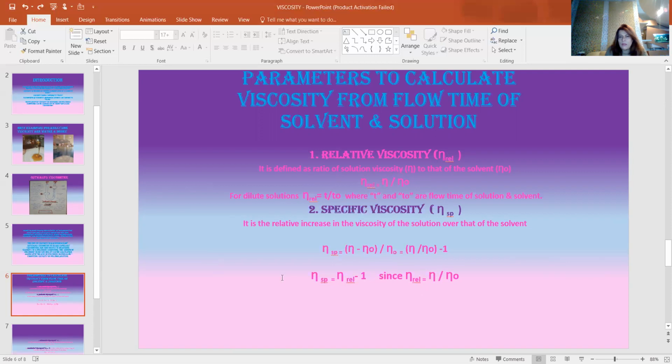So now we have a formula to calculate specific viscosity. Eta specific equals eta relative minus 1, right? This is how you can calculate your specific viscosity with the help of this formula. Whereas relative viscosity can be calculated from the first formula above, and this one from the second one.